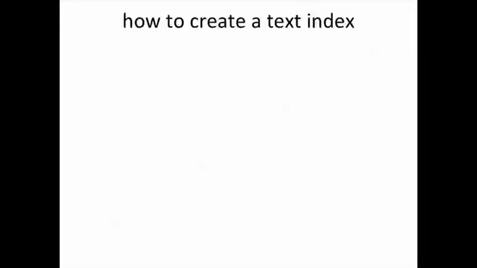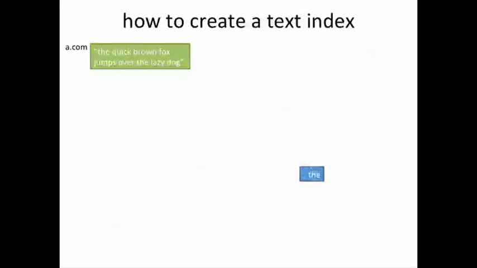Now let's see how we could create a text index for a bunch of documents, such as the 3 documents we had earlier. We go through each document one by one, reading each word in turn. When we read the word the, we insert an element against the in the final structure that we want to create.